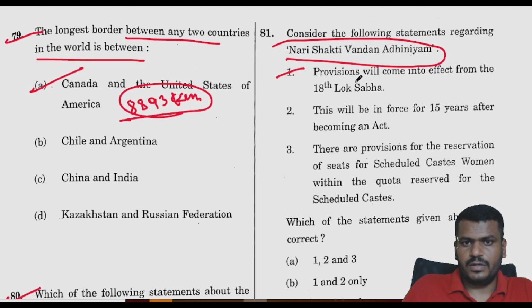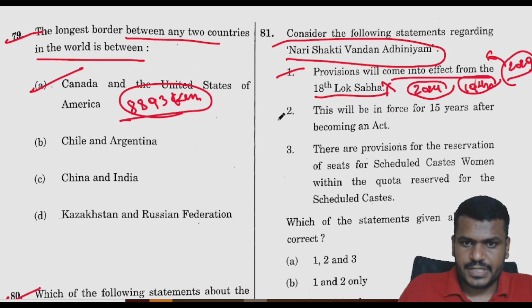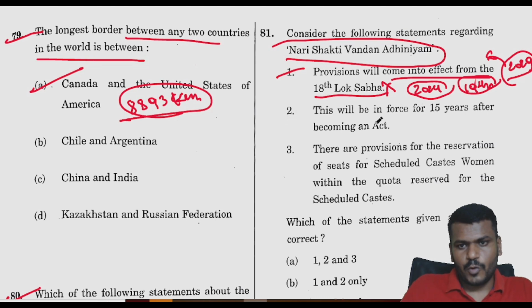The first one, the provisions will come into effect from the 18th Lok Sabha. No, that is not true, because 2024 is the 18th Lok Sabha. Okay, from the 19th Lok Sabha it may come, from 2029, as per the government announcement and even as per the Ramnath Kovind committee recommendations also. This will be in force for 15 years after becoming an act.